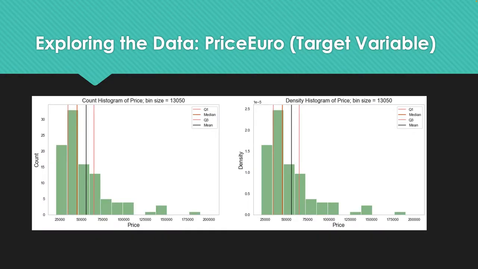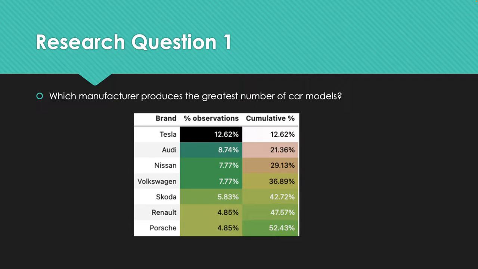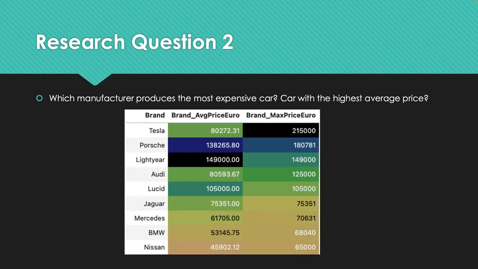Next, we can look at the distribution of the target variable, which is quite skewed right, since there's a long, narrow tail there, and the median is less than the mean. So before looking at the EDA, I wanted to touch on the research questions to give a bit of context. So Tesla produces the greatest number of car models, 13 out of the 103 observations, and there are 33 unique brands, of which 7 brands represent 52% of the cars in this data set, which I thought was also interesting to look at. Next, Tesla makes the most expensive car at 215,000 euros.